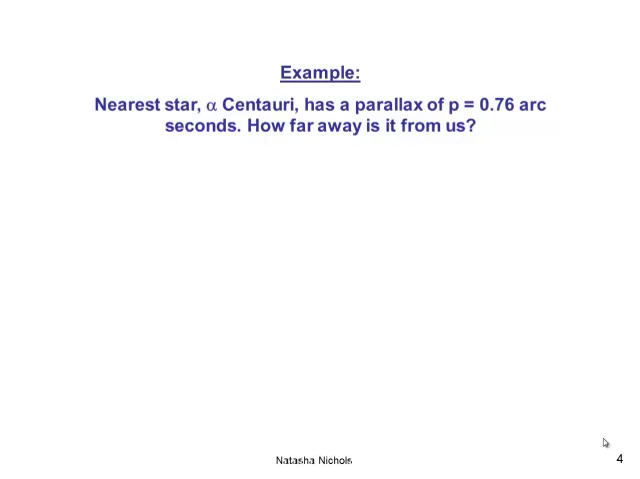Here's another example. The nearest star is Alpha Centauri, and it has a parallax of 0.76 arcseconds. How far away is it from us? Well, you start by using the formula we just talked about, d is equal to 1 over p. So take a minute to do that. And once you do, you should get 1.3 parsecs. And if you convert that to light years, you will get 4.3 light years.